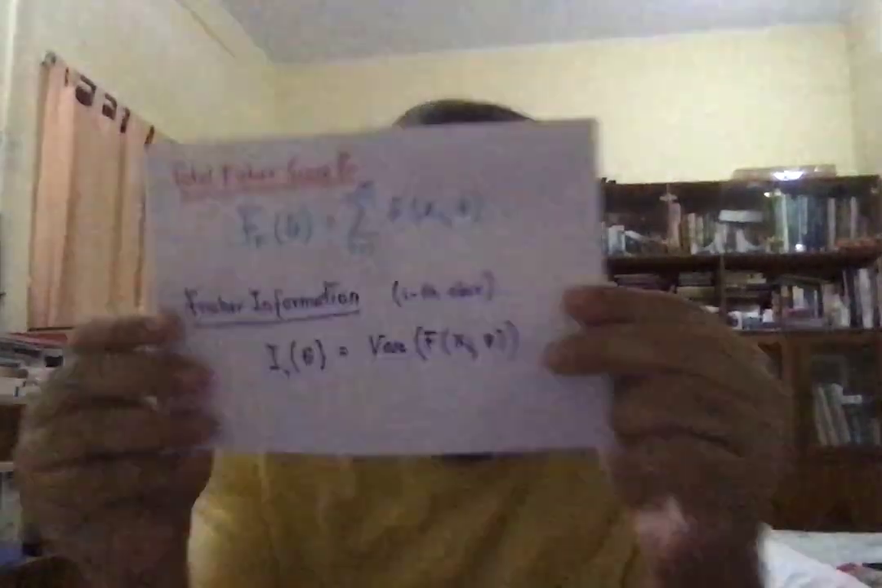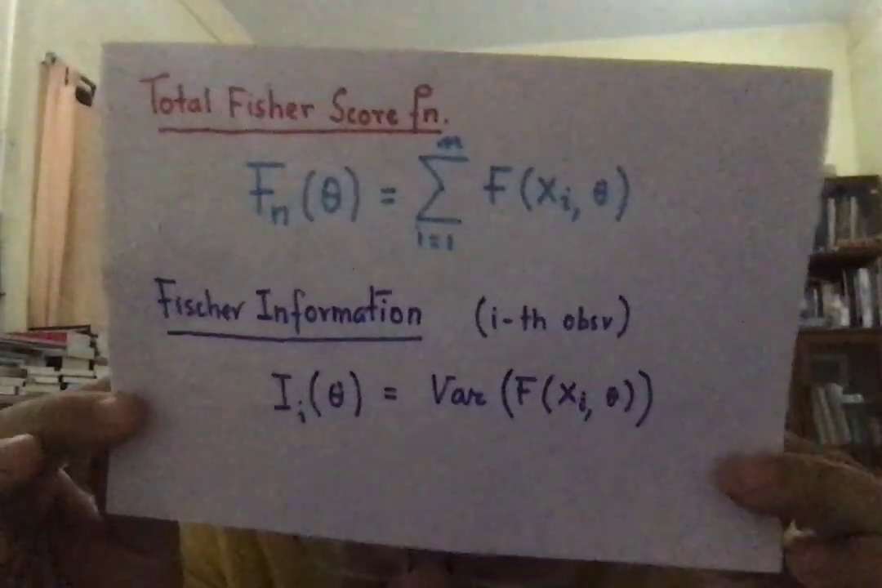So what the Fisher score does is that it is looking at the rate of change of the log likelihood function, and that rate of change is being captured as a function. And you know that the average rate of change is 0. But then how much is that error? How much change has occurred in you when you do actual observations? That is captured through this notion of Fisher information for the ith observation.